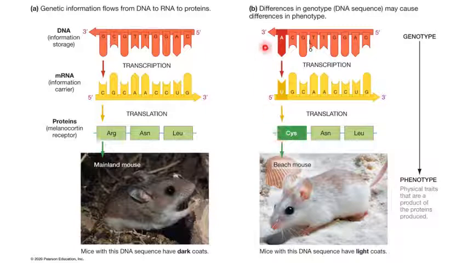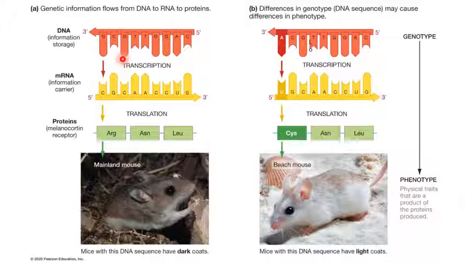So first I should mention that both of these genes, in the wood mouse and in the beach mouse, are the gene for the melanocortin receptor, but of course it's different versions of the gene. So we have a special name for that in biology. We call those different alleles. An allele is a version of the gene.